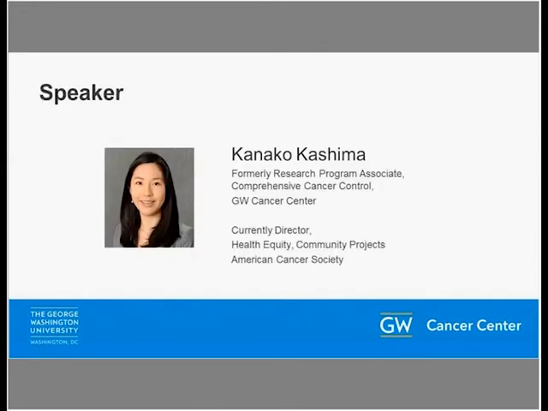Without further ado, I'd like to introduce Kanako Kashima. Kanako Kashima formerly worked at the GW Cancer Center, where she led the planning, implementation, and evaluation of multiple capacity building projects for national comprehensive cancer control programs and coalitions. Currently, Kanako is a Director of Health Equity Community Projects at the American Cancer Society, where she's leading the development of community leadership teams across the country charged with tackling health equity issues within their organizations and communities. Kanako, the floor is yours.